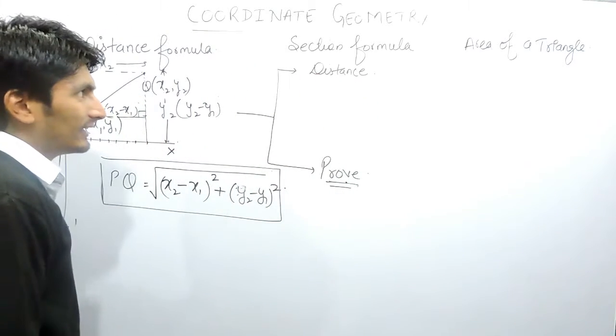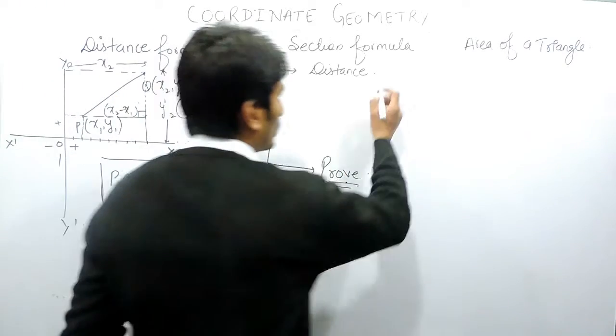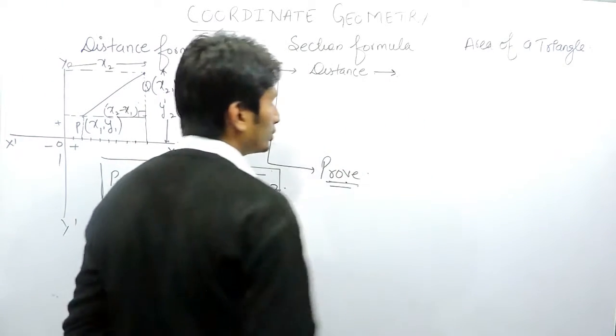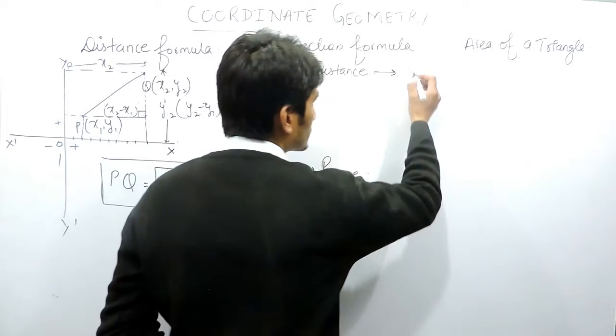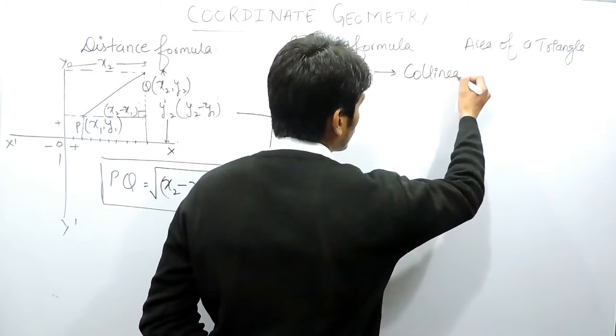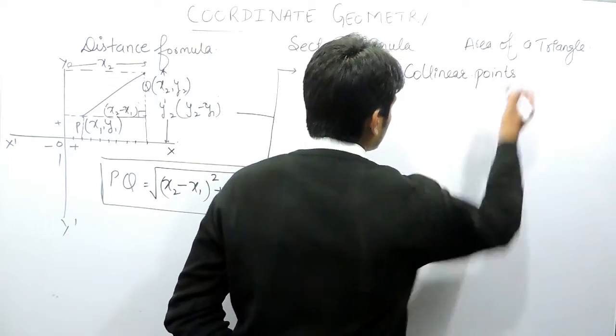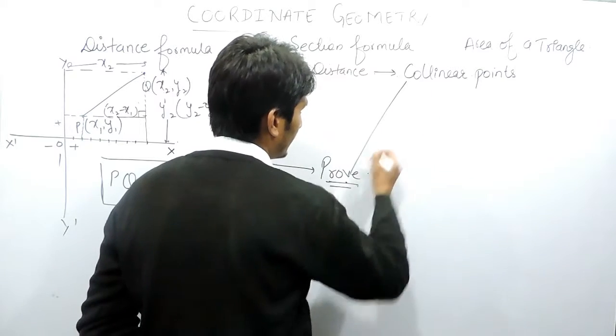Now, in finding the distance between 2 points, 2 things are important. First, what is collinear? Collinear points. This will come basically in proving.